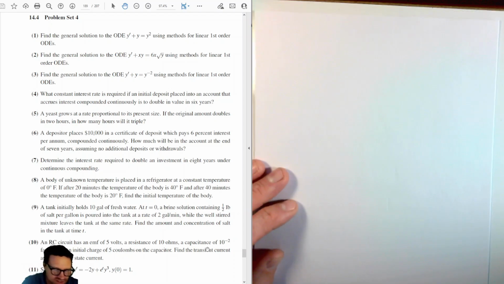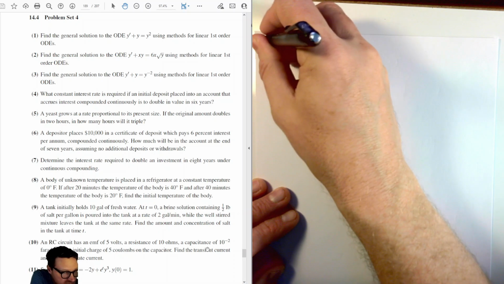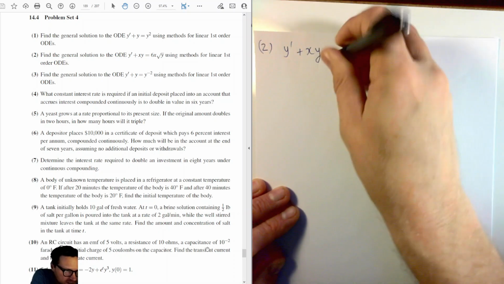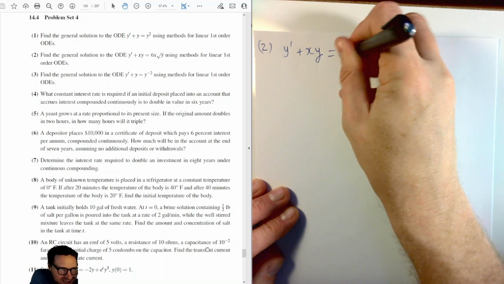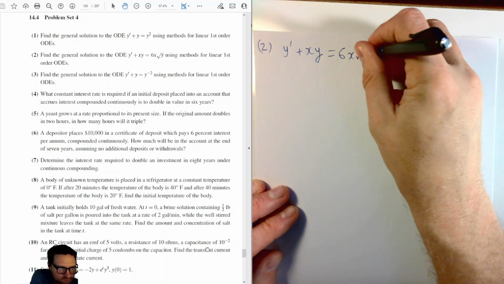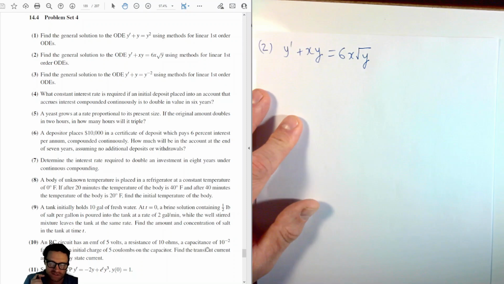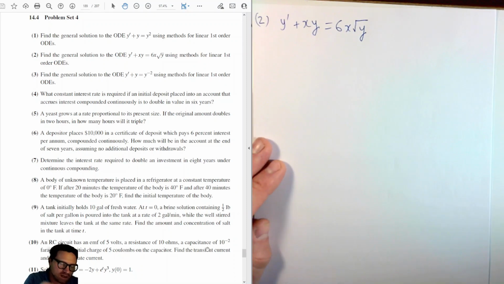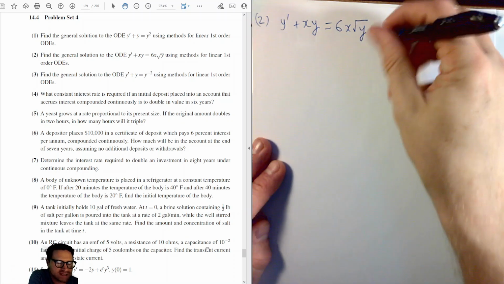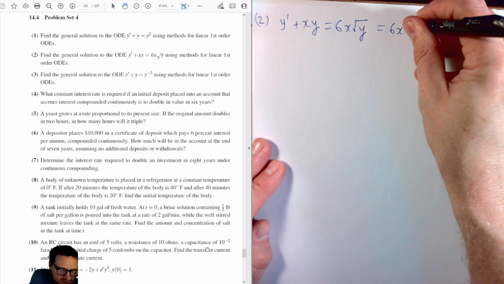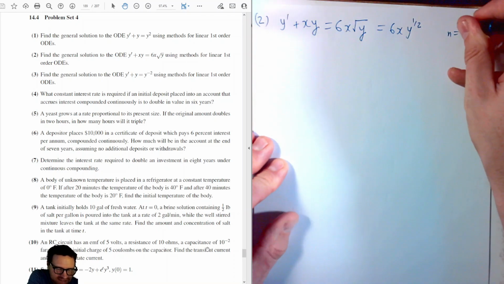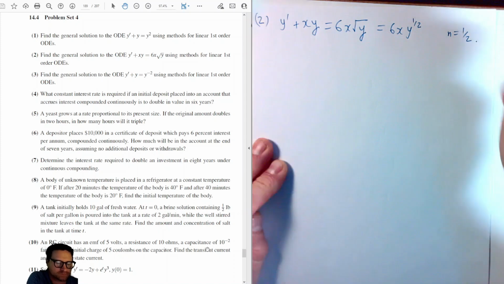Let's move on to question 2, which is given there. Y dash plus x times y is 6x times the square root of y. Okay, so we need to express this as y to the power of n on there. So let's call this 6x y to the power of 1/2. And so here we see n is equal to 1/2.